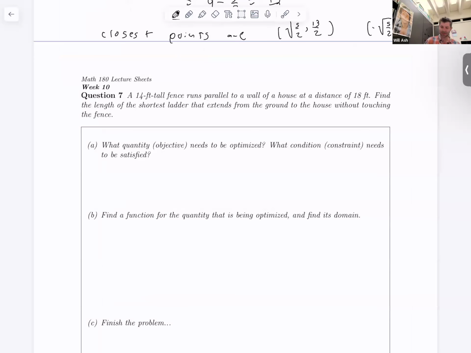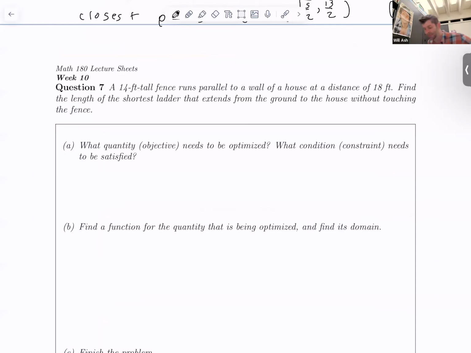Okay, all right. So I'm just going to do this recording of this last problem because I really just want to show you how to do it. There's a MyLab question like it.